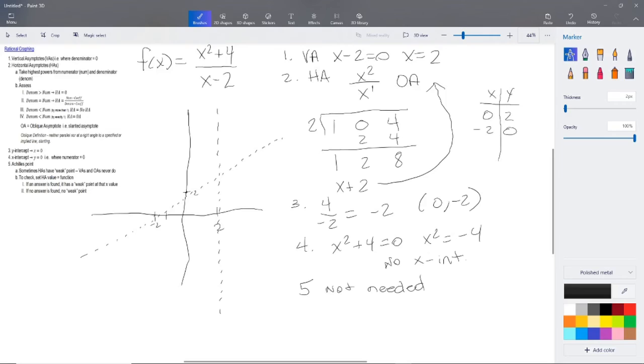Okay, so now comes the point that we do know. We know (0, negative 2), so right here. That is an actual point. Go ahead and draw that big so you know that's a point there. And again, there are no x-intercepts, so nothing touching the x-axis. So on here, it's kind of like we have two sections again. We have left and right of the vertical asymptote, and then above or below the oblique asymptote.